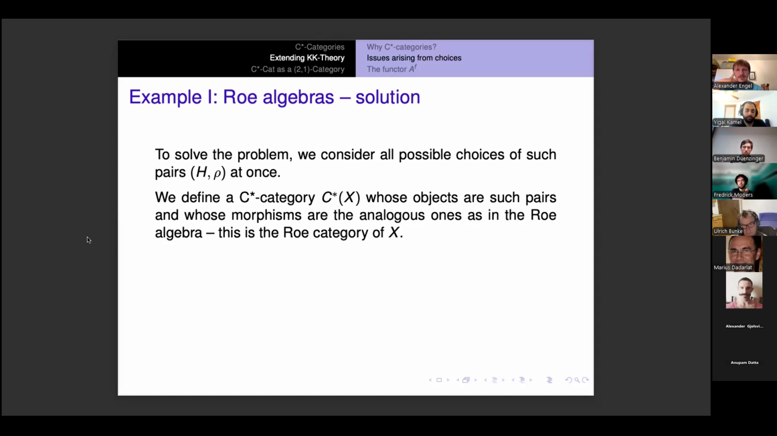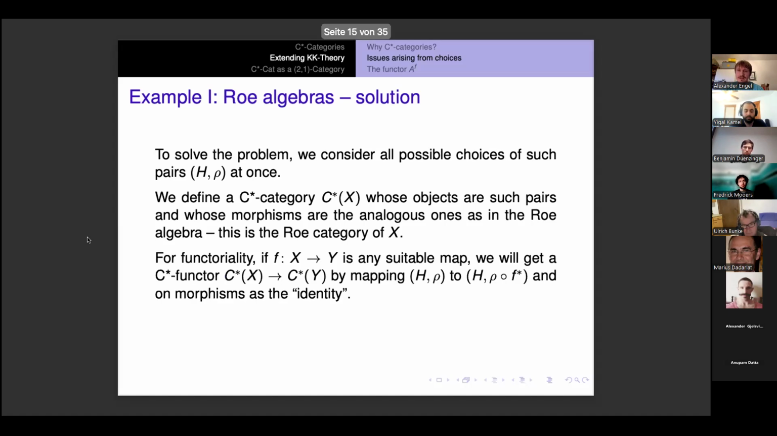And the morphisms in your C-star category are then just the corresponding ones that you use in the row algebra. So you again say the words locally compact and finite propagation and so on. And so you get a C-star category. And the advantage of this is, well, firstly, we don't have to make a choice of a Hilbert space anymore. And secondly, functoriality is now completely canonical.